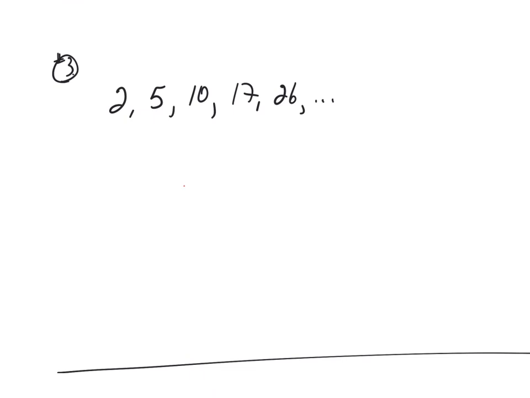Just for a little variety, let's call this one f of n. Again, if it doesn't ask you specifically to write it one way or the other, it's just your choice. But the idea again, put in 1, 2, 3, 4, 5, and get out 2, 5, 10, 17, and 26. All right, can you think of something that works?